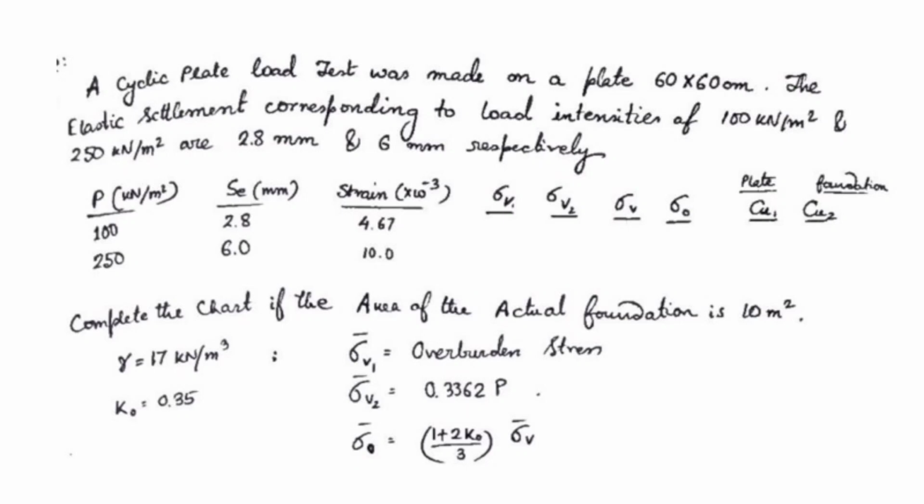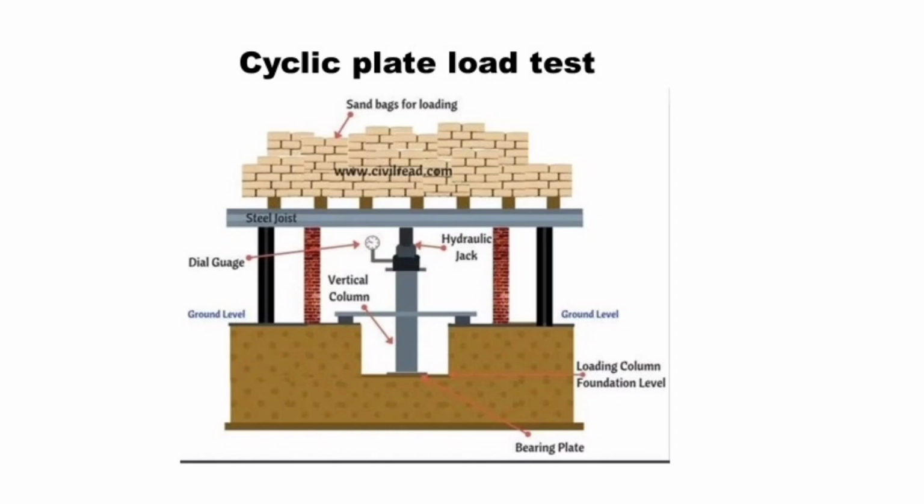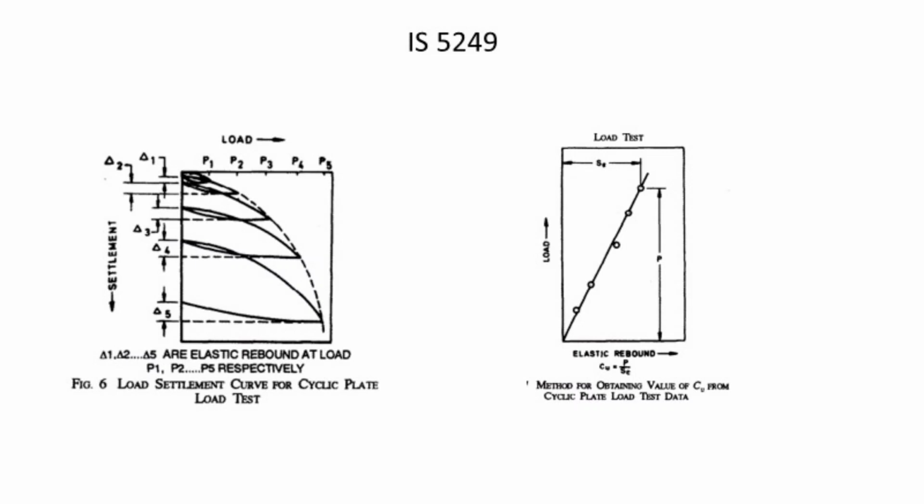In this video, we will solve a problem regarding cyclic plate load test. This is the setup for the cyclic plate load test. The cyclic plate load test is a field test in which a load is applied to the soil and the settlement is measured. The cyclic plate load test is used to determine the allowable bearing pressure of a soil at a specified foundation depth.